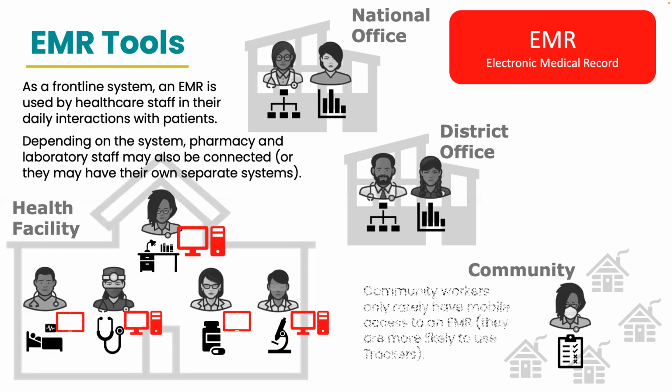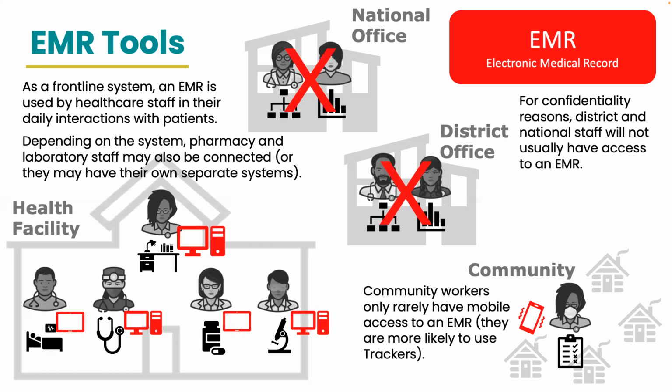You don't normally see EMRs in the community, partly because they're a bit complex. Occasionally, community health workers might have access to an EMR, but usually they'll be given something simpler, such as a tracker, which we'll look at in a minute. And most importantly, you do not see EMRs being used at district or national level. They're a frontline tool. They have very confidential patient data in them. So we really want to make sure that national and district staff don't have access to that very confidential data.